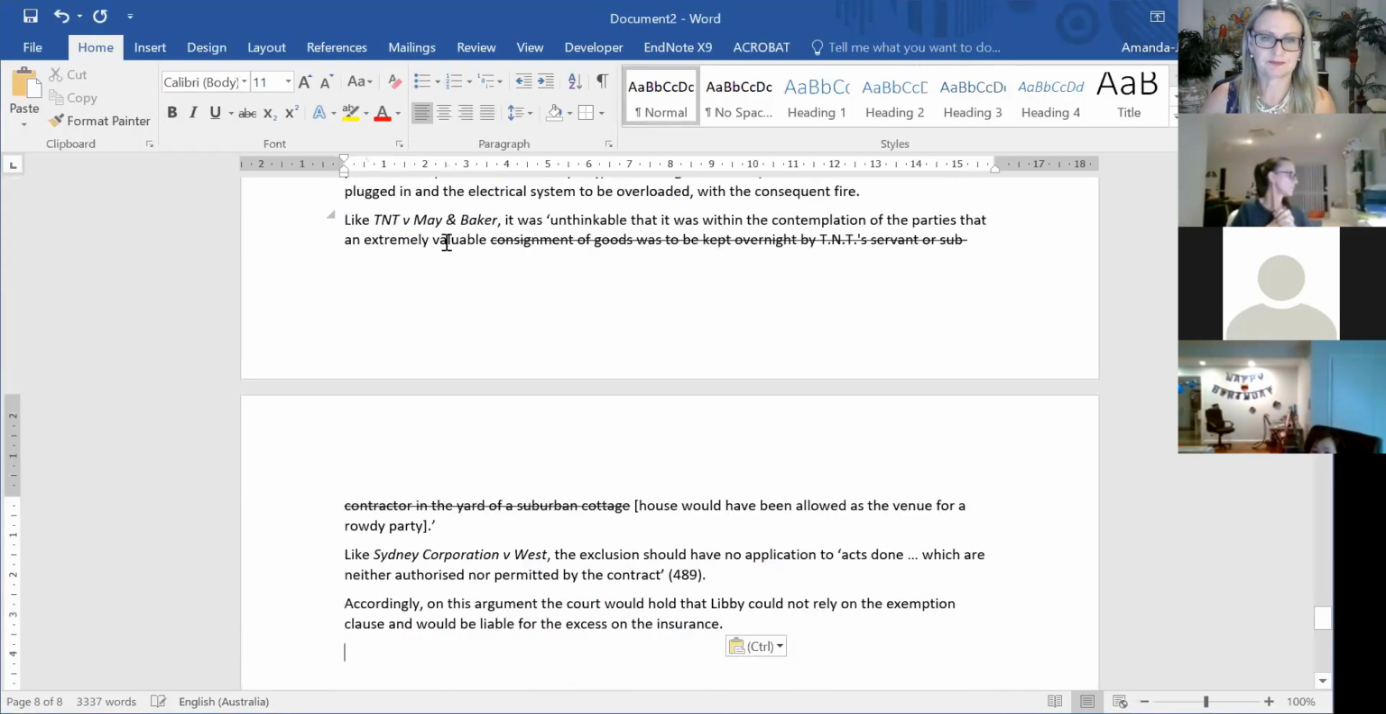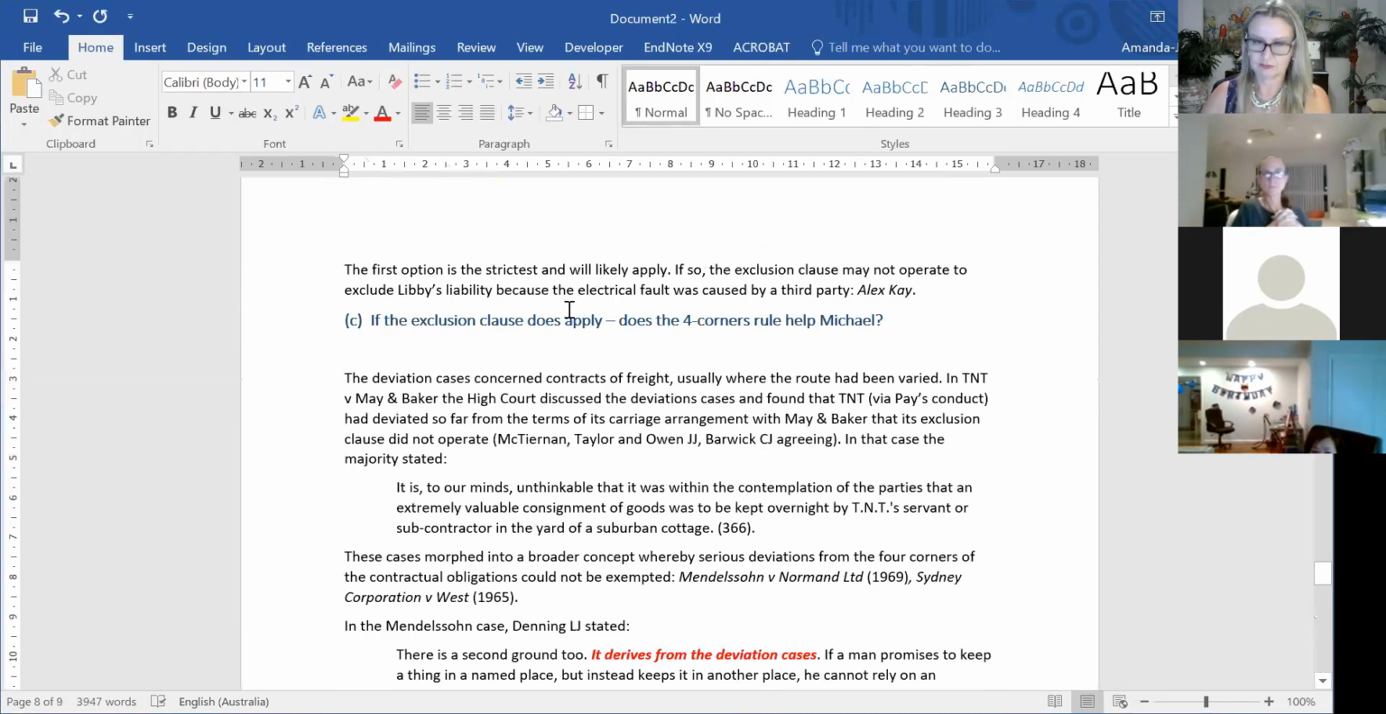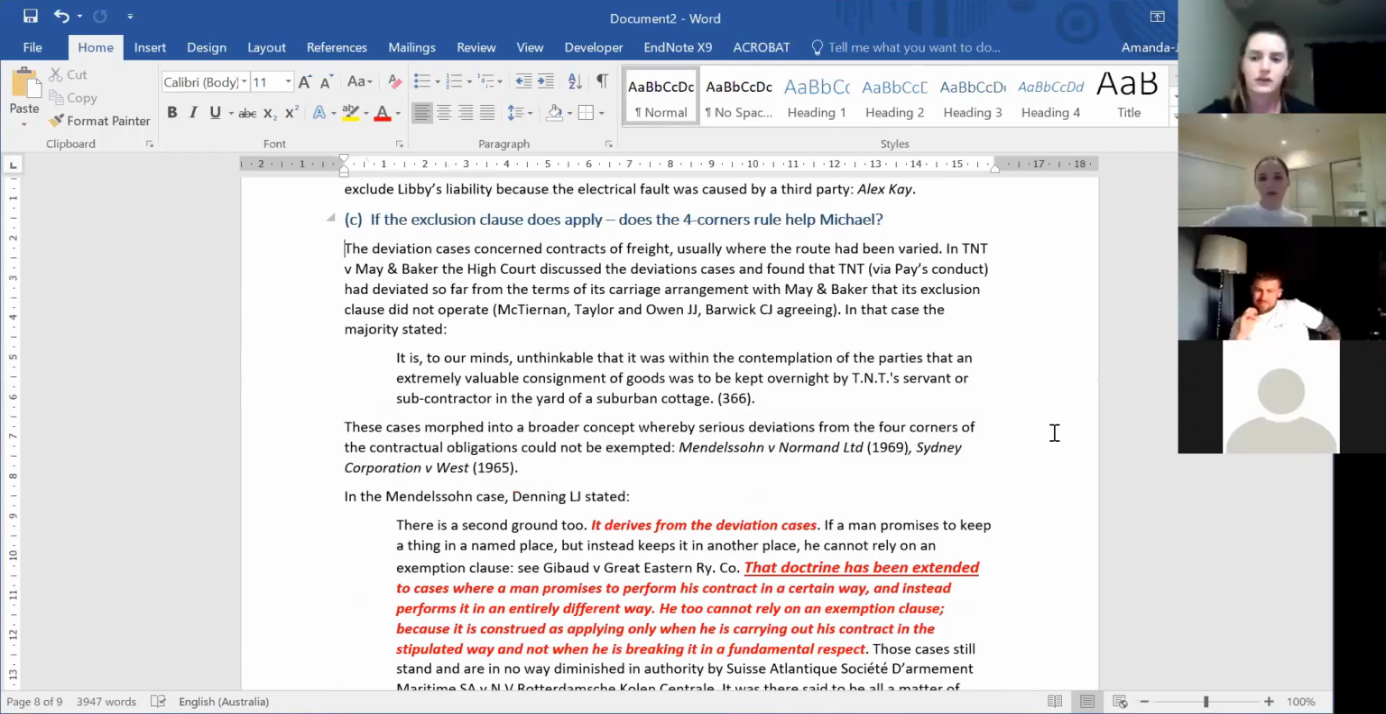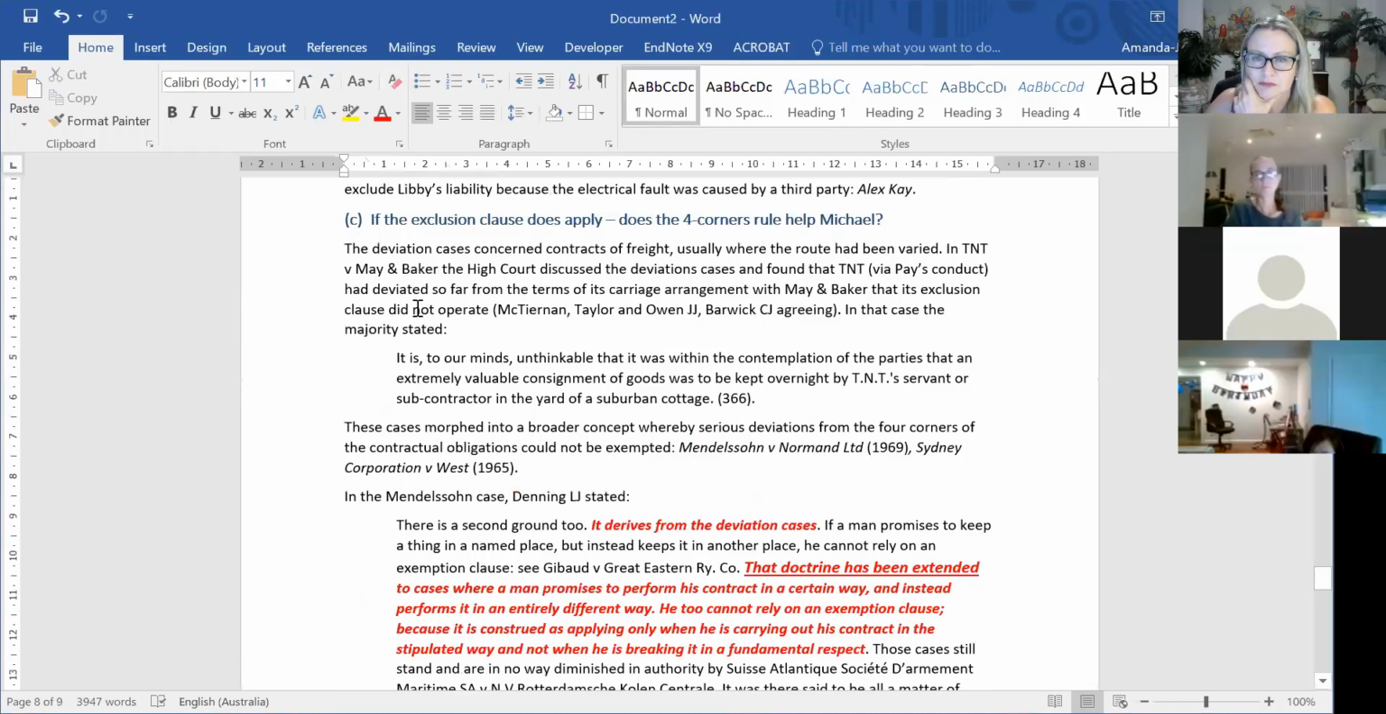So the four corners rule, can anyone explain the four corners rule to me? Just a real brief summary. Something about it only applies to conduct between the parties, that is conduct that is directly related to the point of the contract. So things that might be between the parties, but if it's not directly related to the performing of the contract, then it's not in it.